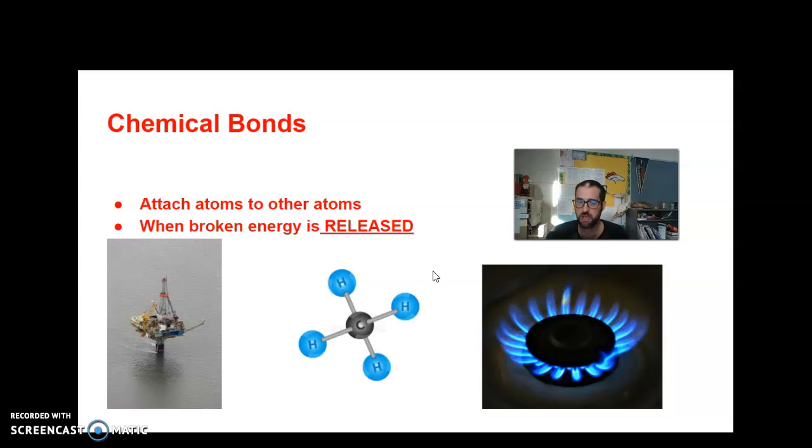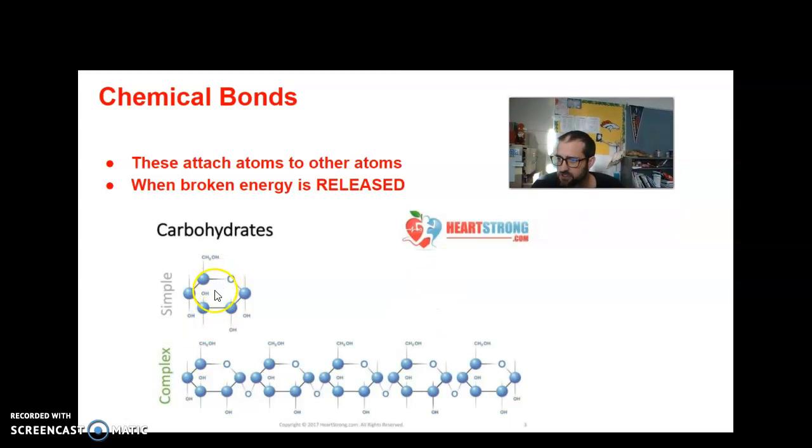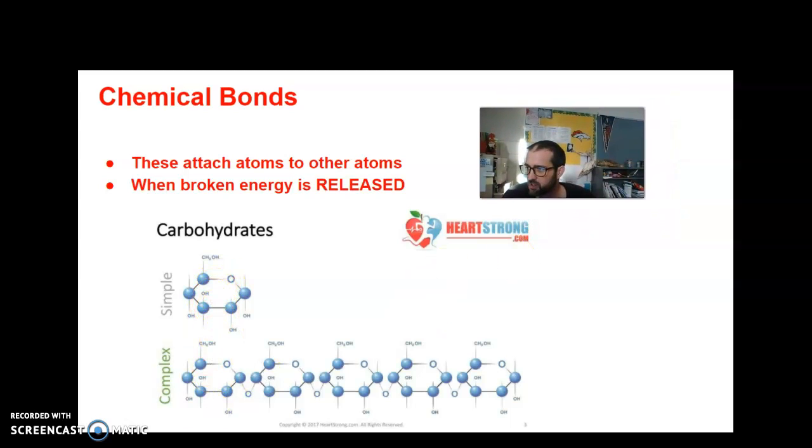So if you go back and think of a sugar molecule, you saw all those sticks. So let's go right here. Okay. So you could pick the simple or the complex carbohydrate. It doesn't matter. But if you look at all these little sticks right here connecting the dots, those are all chemical bonds. So a simple carbohydrate, so if you ate a donut, it's not going to give you energy for a super long time. There's not too many bonds to be broken.